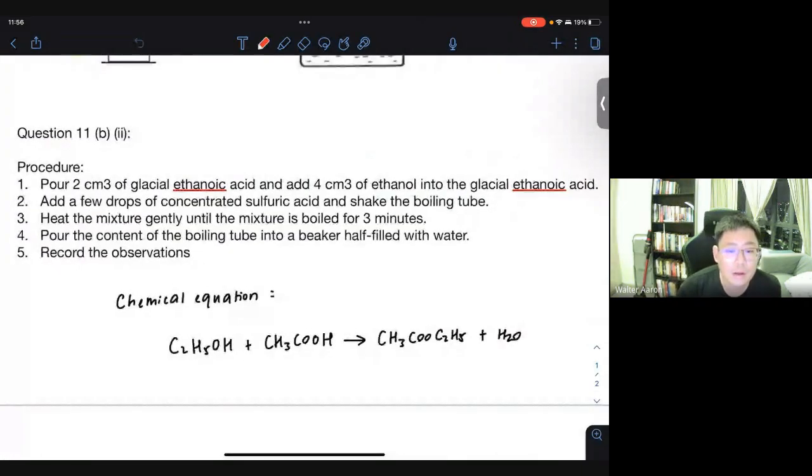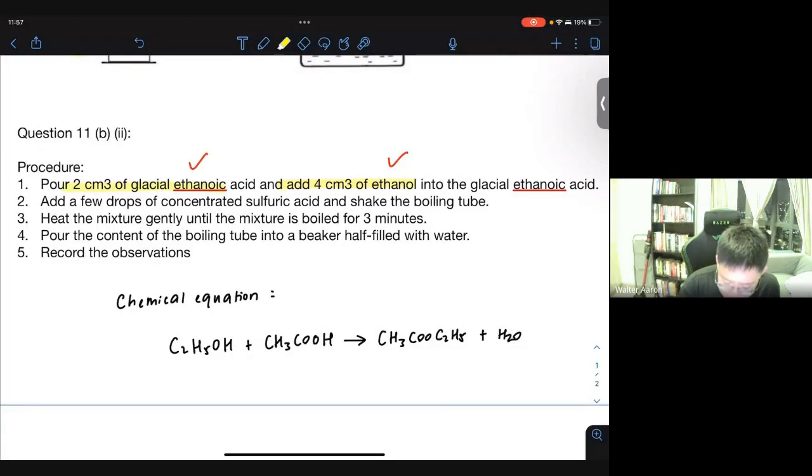You technically just have a boiling tube. So you can pour 2 cm cube of glacial ethanoic acid and add 4 cm cube of ethanol. You need 2 key ingredients here to actually get ethyl ethanoate: you need ethanoic acid and also ethanol. Then after that, you pour the 4 cm cube of ethanol into the glacial ethanoic acid, and they'll mix together very well.